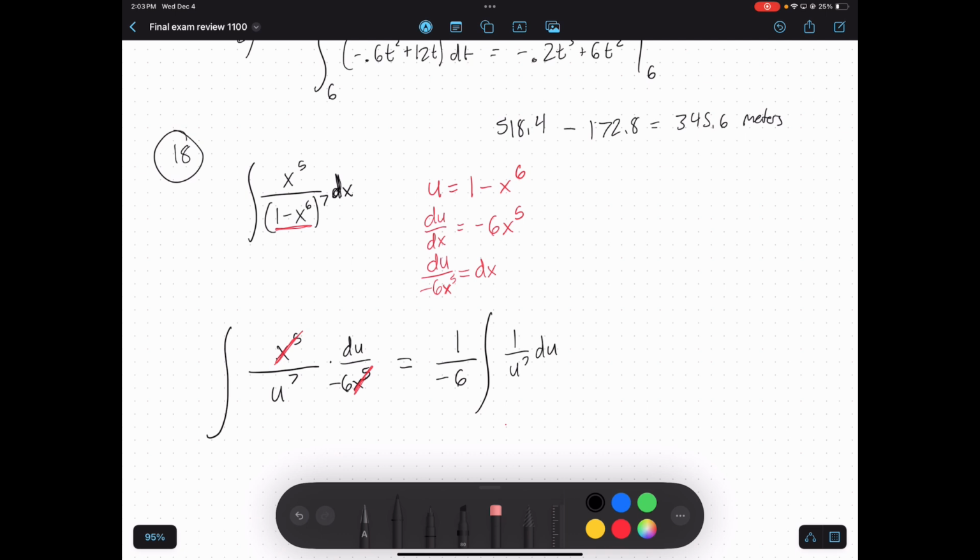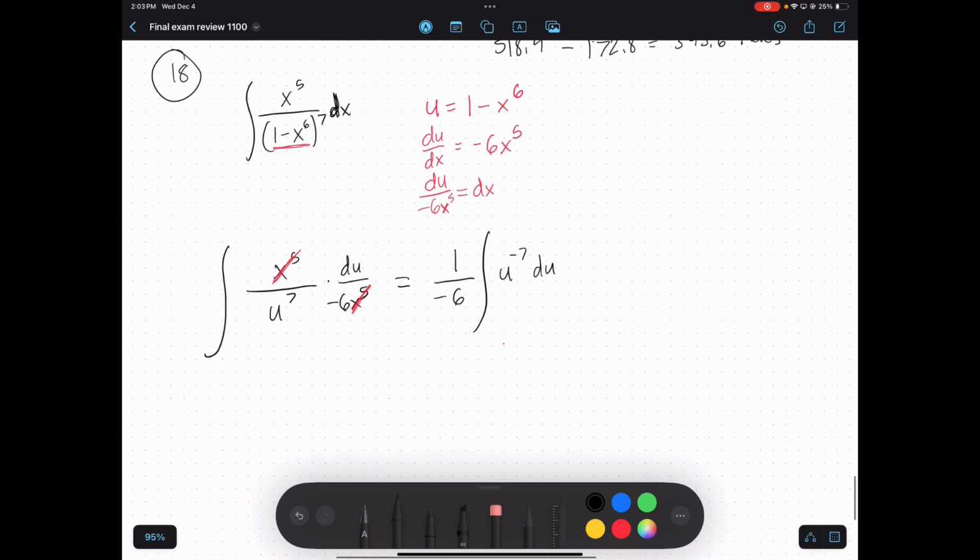Yeah. Remember, I can just rewrite 1 over u to the 7th as what? U to the negative 7. And now I'm just using the power rule for antiderivatives. Okay, so this leaves me with 1 over negative 6 times my antiderivative of that. I'm going to add 1 to the top, so that gives me negative 6, and then I'm going to divide by that new number.